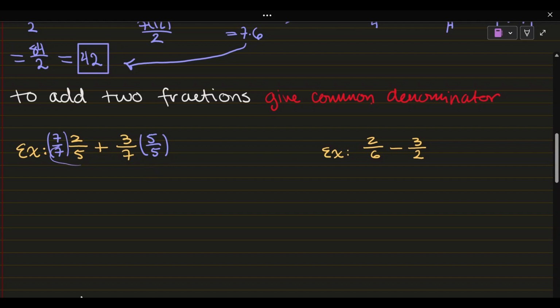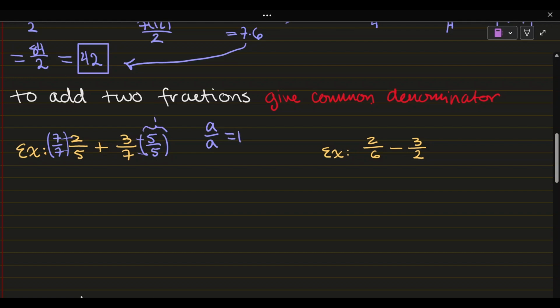Because both of these will be 35. I have a 7 and a 5 in both denominators now, as I'm multiplying across, right? But in order to do this without changing what we're looking at, I have to multiply by that as well, right? Because remember that for any number, a over a is 1.